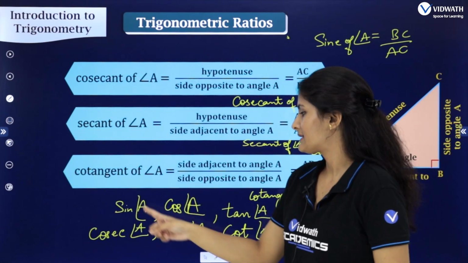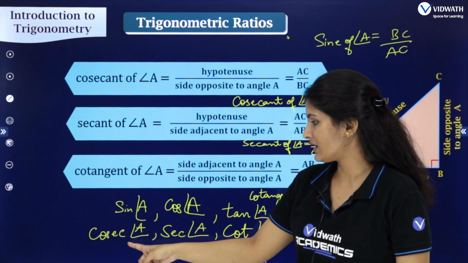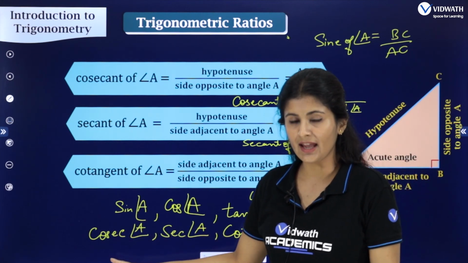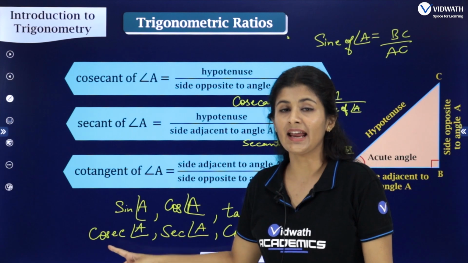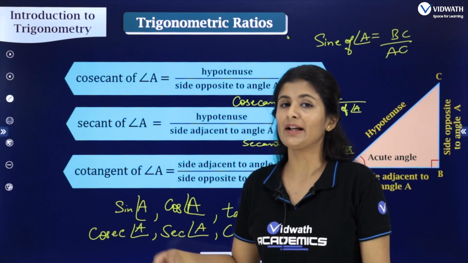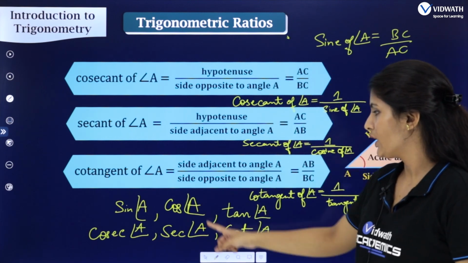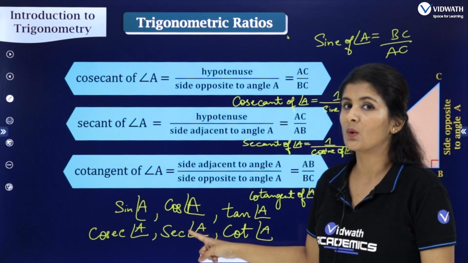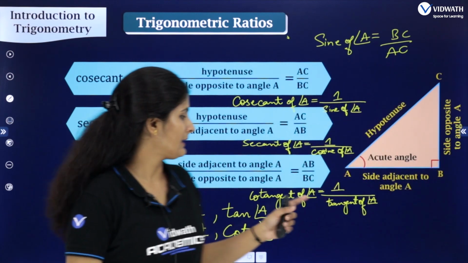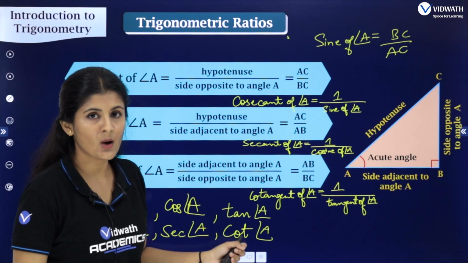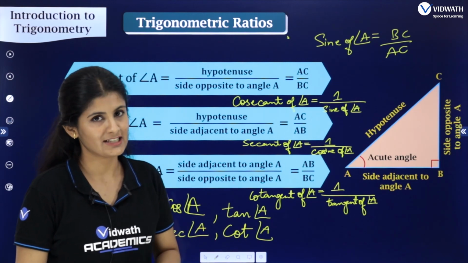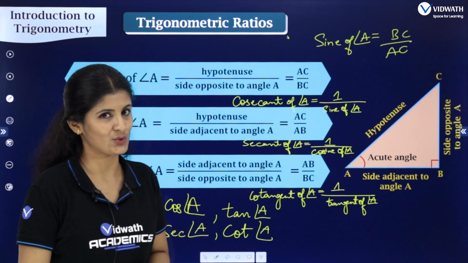So, sine of angle A and cosecant of angle A can be related as cosecant A is equal to 1 by sine A. And obviously, sine A is also equal to 1 by cosecant A. Similarly, cos A is equal to 1 by secant A, or secant A is equal to 1 by cos A. Tan A is equal to 1 by cot A. Also, cot A is equal to 1 by tan A. I hope this is clear, students.